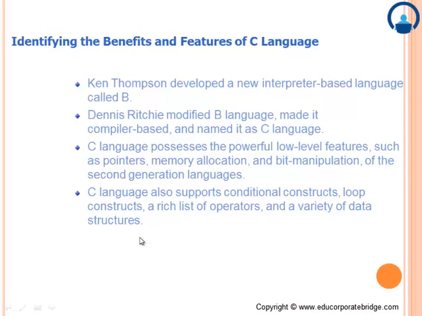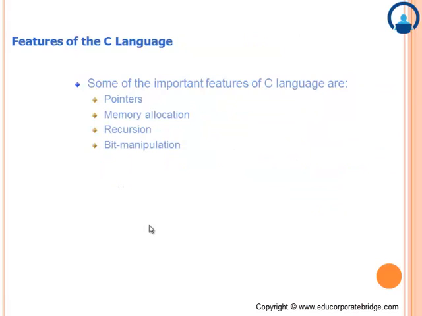Point number 2 is defining the characteristics of the second generation. We know that computers have evolved in many generations: first generation computers, second generation computers, third generation computers. In the same way, C language supports some of the features of second generation languages, and it also supports some of the features of third generation languages. Here are some of the features of C language: pointers, memory allocation, recursion, and bit manipulation.